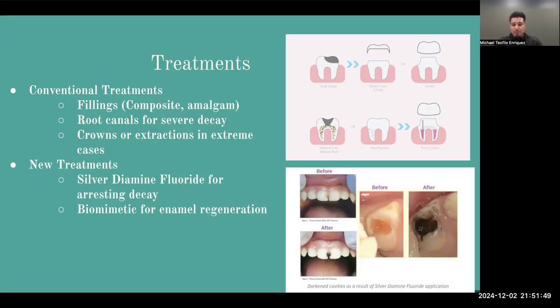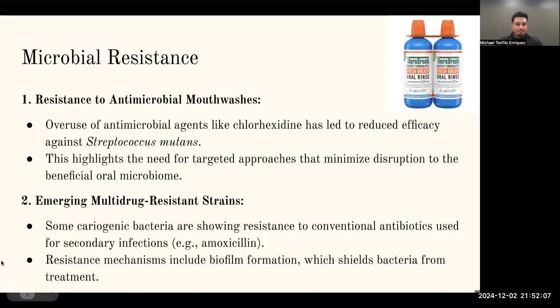Sometimes it's hard to put your child to sleep, and this route will allow for a harmless and healthy solution. And then there's also enamel regeneration, which is quite interesting, and it will help reinforce the enamel.